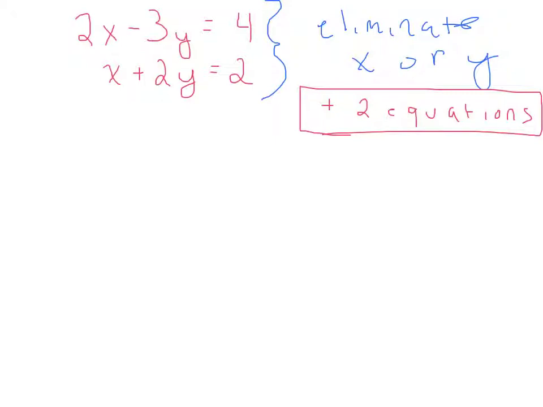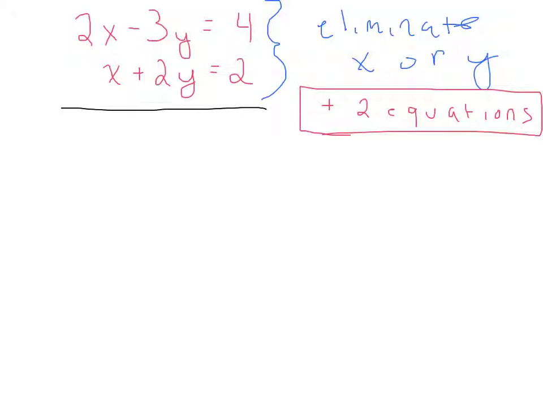Looking at these two equations, if I were to add them together right now, 2x plus 1x would be 3x, negative 3y plus 2y would be negative 1y, and 4 plus 2 would be 6. So as these equations are, no variables would be eliminated. So I need to choose one of the variables, and multiply one of the equations, or both, by a number so that when I add them together, the variable will be eliminated.